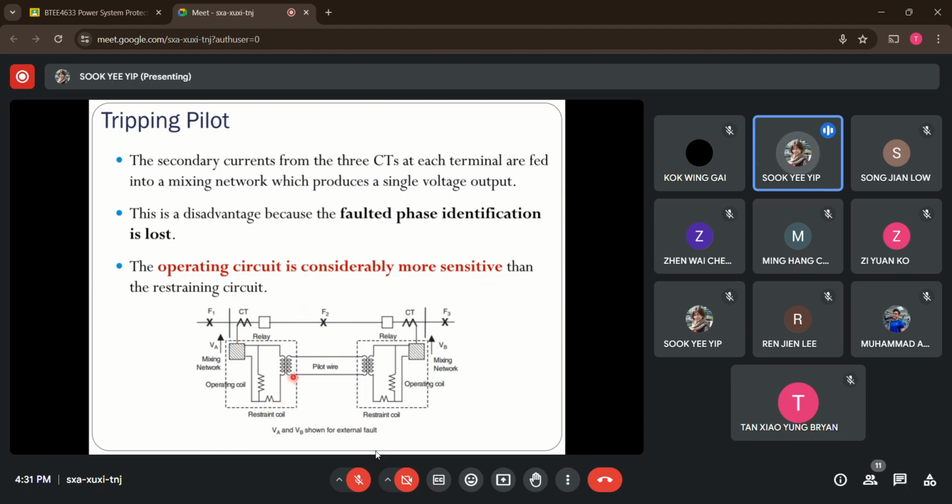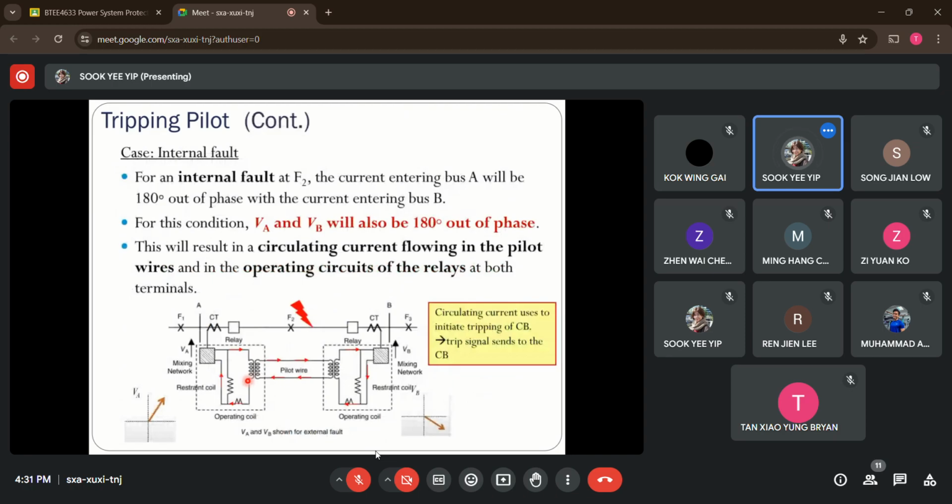And after this, you can see we have the transformer. So the voltage from the mixing network will feed into this insulation transformer. It will produce the circulating current flowing through the pilot wire to the other end. Okay, now let's see how it works. Let's say we have an internal fault, which means that we have fault F2 occurring within the line that we want to protect.